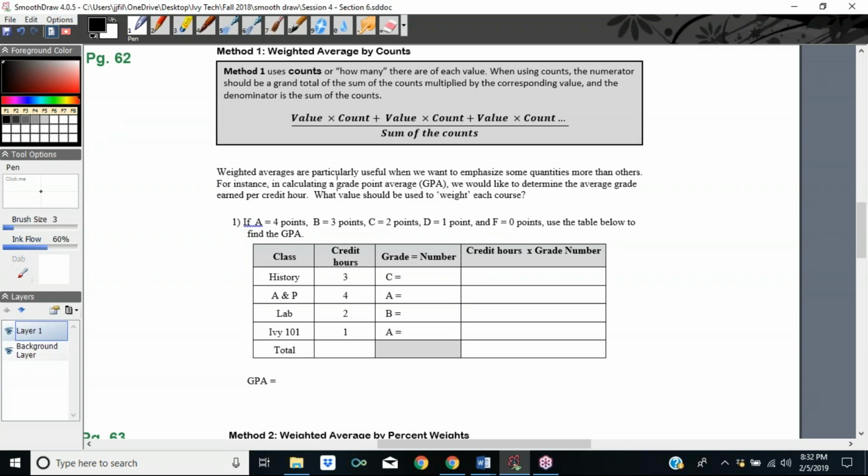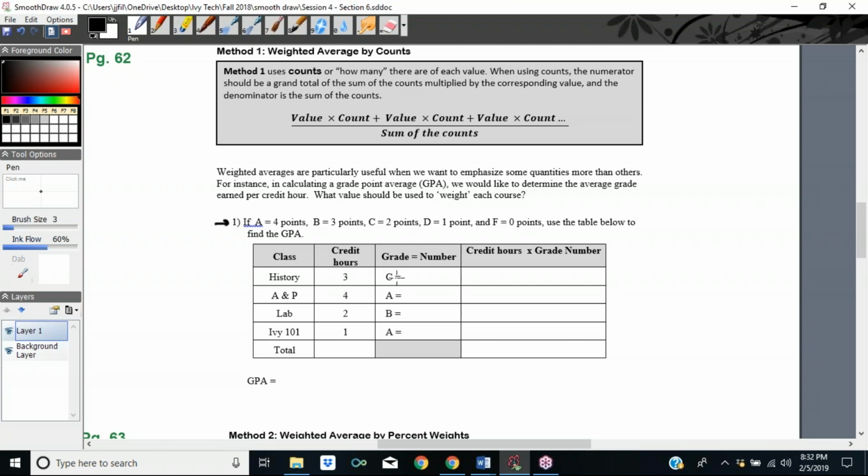So it says weighted averages are particularly useful when we want to emphasize some quantities more than others. For instance, in calculating a GPA, we would like to determine the average grade earned per credit hour. What value should be used to weight each course? So if we look at problem number 1, it says an A is equal to 4 points, a B is 3 points, a C is 2, a D is 1, and an F is 0. So this is how many points you earn for a particular letter grade.